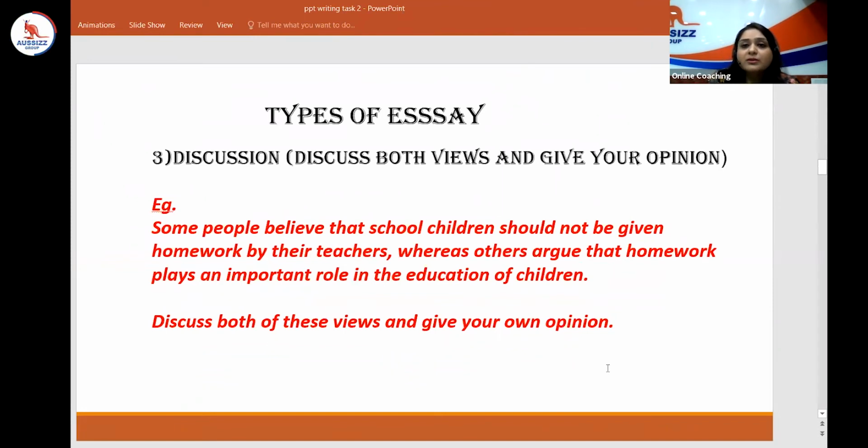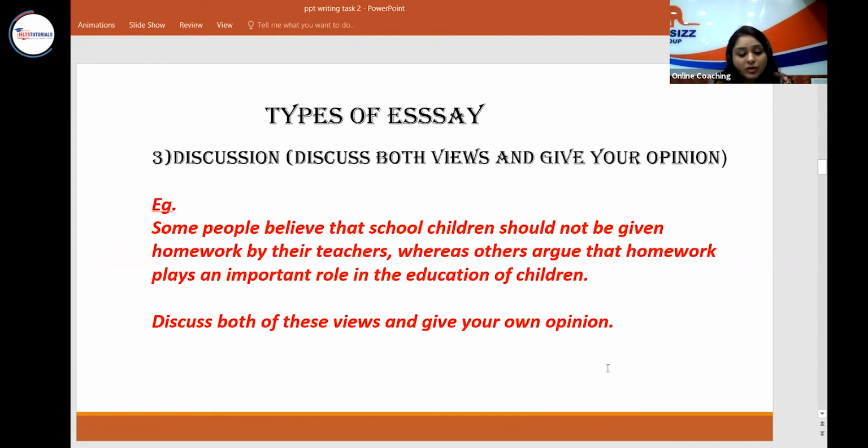Now, here also you have to give your opinion. Some people believe that school children should not be given homework by their teachers, whereas others argue that homework plays an important role in the education of children. Discuss both these views and give your opinion. Here the examiner actually wants your opinion. What is your opinion, whether homework is necessary or not?